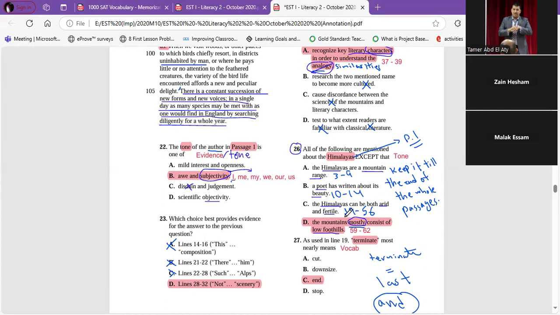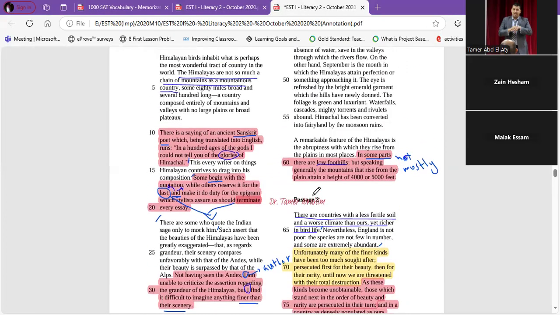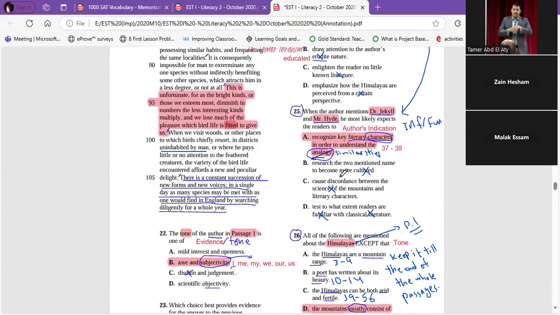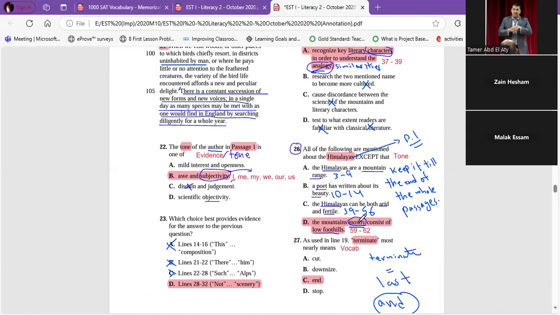The mountain mostly consists of low foothills. I think I read it at the end of the paragraph. Yeah, in some parts there are low foothills, so not mostly. So it can be this, the answer, that it's not mentioned. But now C, I didn't read it. So now I'm between C and D.